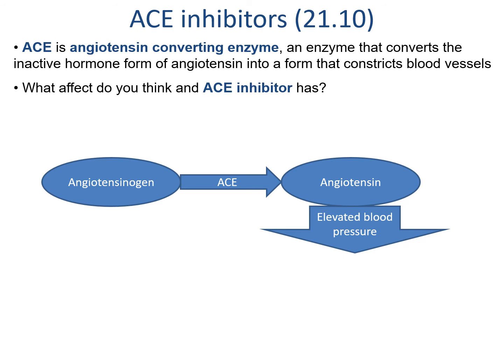The ACE inhibitor will prevent angiotensinogen from becoming angiotensin. And since the ACE inhibitor prevents angiotensin from forming, all the effects of angiotensin are blocked. Since angiotensin elevates blood pressure, an ACE inhibitor has the net effect of decreasing blood pressure.